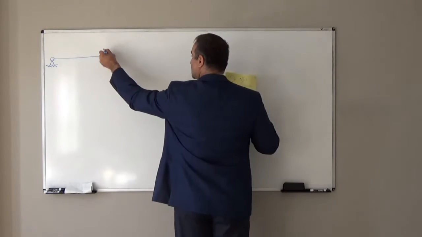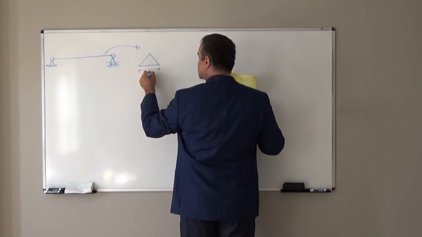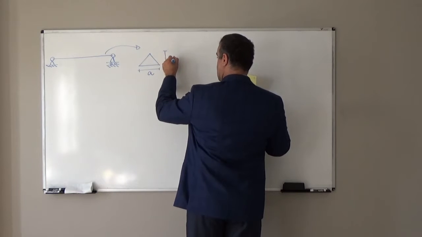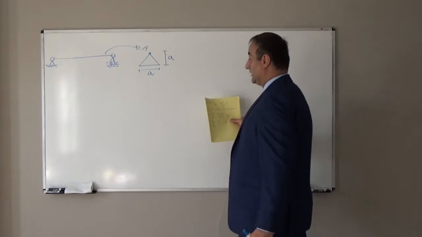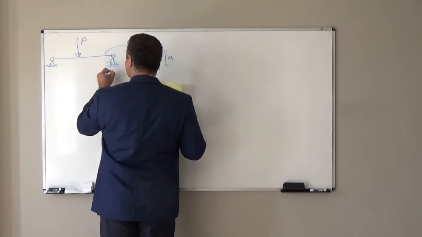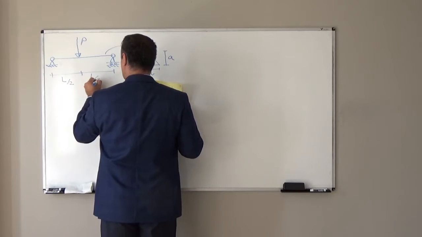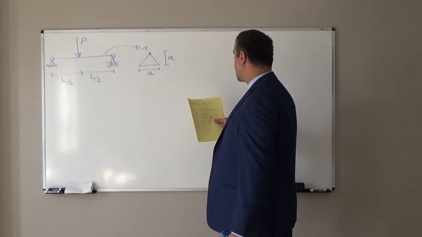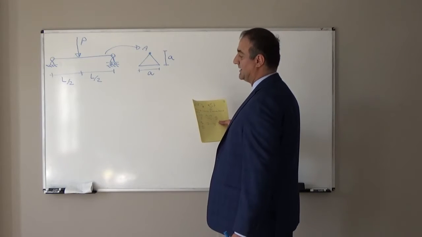The cross-sectional area for this beam is a triangle. The base length is A, the height is A, and here is point A. This simply supported beam is subjected to a concentrated load at mid-span, so this is L over 2, L over 2. We want to find the contraction of the extreme fiber at point A.